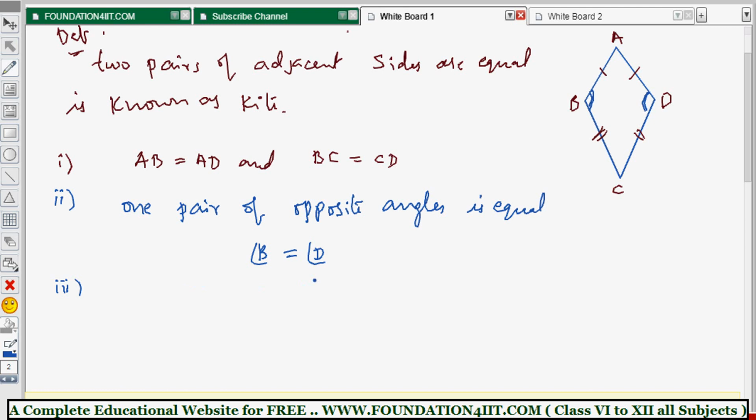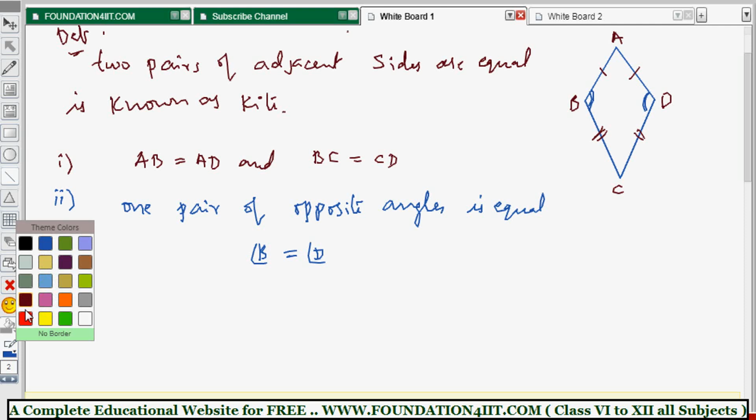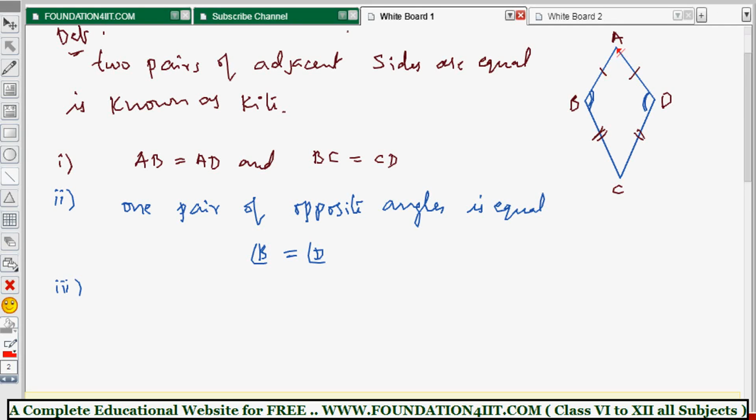And the diagonals intersect each other at right angles. That is okay. When you draw the diagonals AC and BD, these two diagonals intersect each other at right angles. Then we can write AC is perpendicular to BD. Because this is the intersecting point, this is 90 degrees.